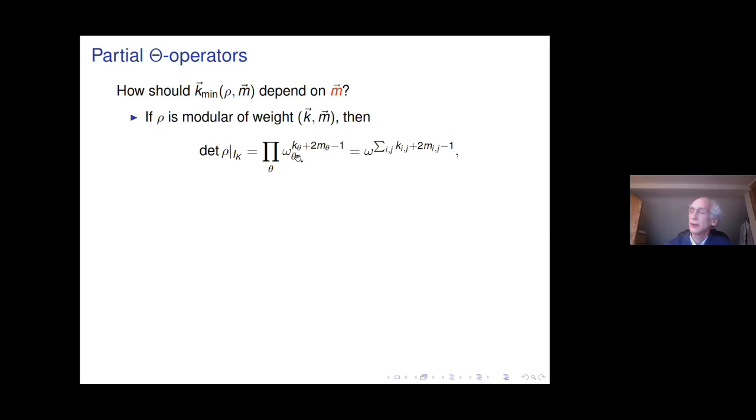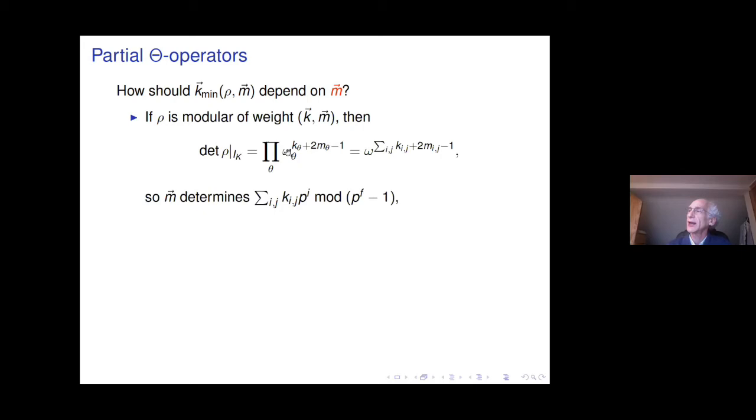And more explicitly, I'm assuming there's a unique prime over p, so this is just a condition on these k's and m's, on the components of k plus 2m, and I'm missing a factor. There should be a factor of p to the i here, which you see here. So m determines the sum of the k_{i,j} p to the i's mod p to the f minus 1. Remember, omega has order p to the f minus 1.